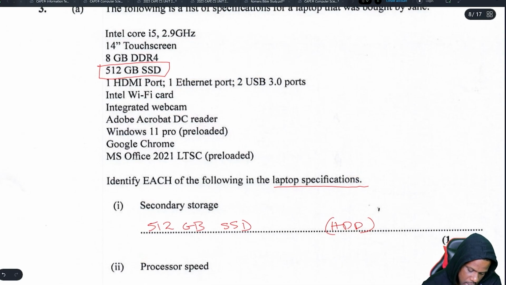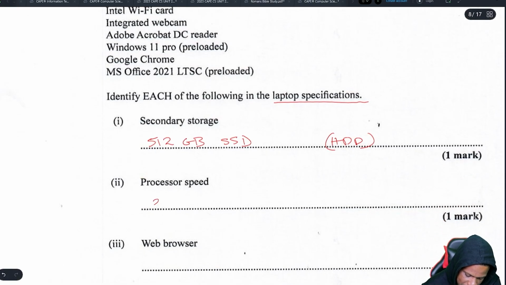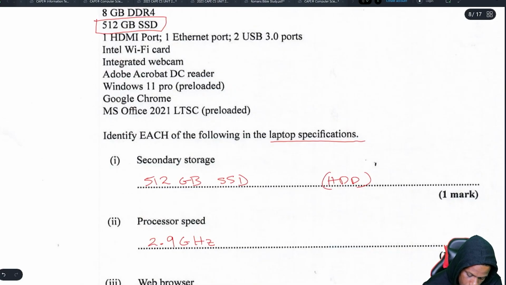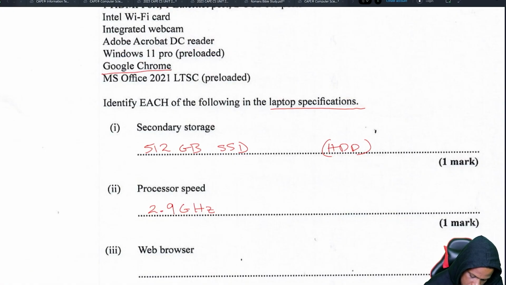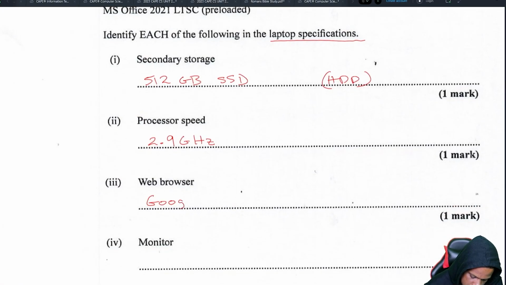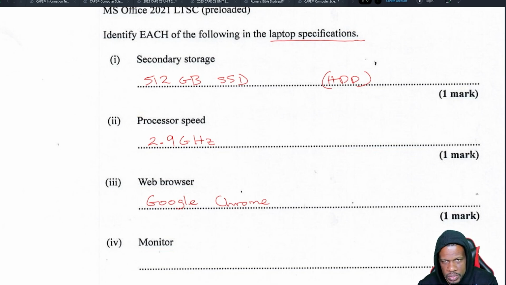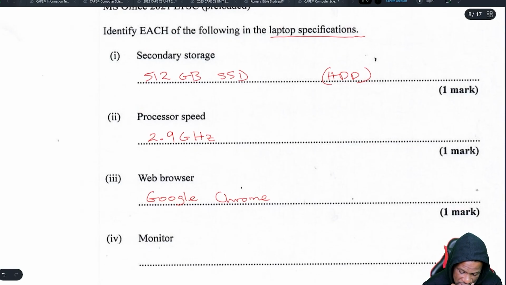Processor speed. Processor speed is always measured in gigahertz, so you don't want to write the whole line. If you write the whole line, I think you'll get it wrong. So the speed is 2.9 gigahertz. Web browser. The web browser is Google Chrome, because you should know that. Don't think that Chrome is a search engine. Chrome is not a search engine. Google is the search engine. Google Chrome is the web browser that accesses pages on the internet. You can search inside it.